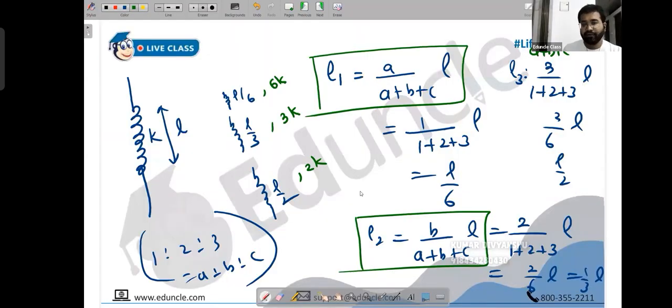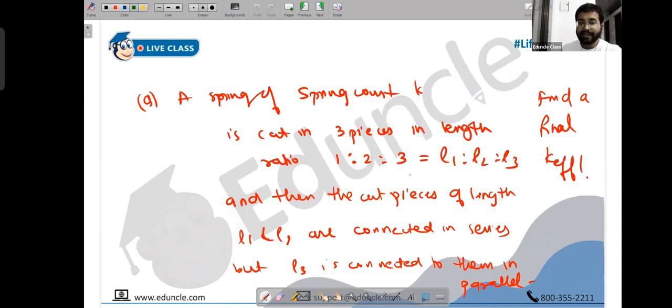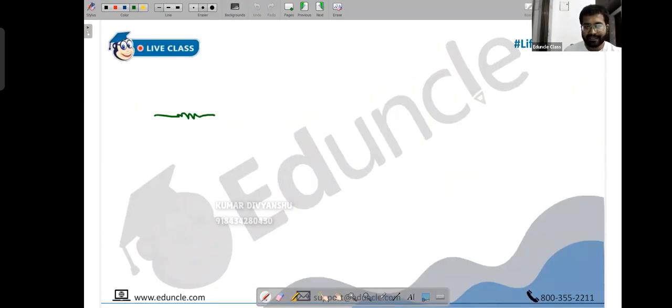Anyway, so we found out the individual lengths. And what is the individual length? L by 6, L by 3, and L by 2. So obviously, it is inversely proportional to the spring constant, so it is 6K, 3K, 2K. Now is this fine, everyone? Okay, so this is L1, this is L2, and this is L3. Now L1 and L2 are in series and L3 is in parallel.